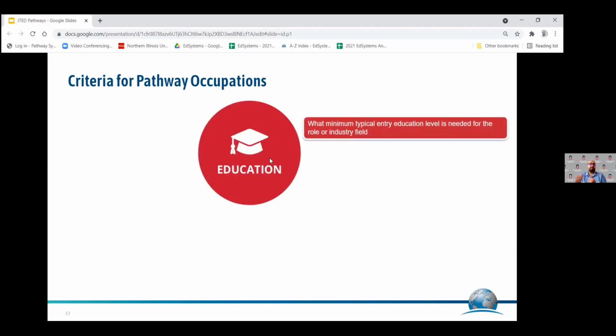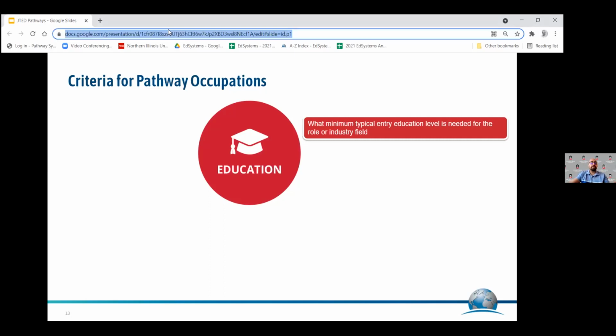First, for any job that you want to place someone into, you've got to look up what is the minimum typical entry level of education that is needed for that role, for that occupation, or for that industry, right? Some industries require a bachelor's degree, some require an associate's degree or just an advanced certificate. But in reality, long gone are the days where for most jobs you can access them with just a high school diploma, right? So you really have to look at the minimum level of education that is needed for most jobs. And the Department of Labor provides that information, and I'll show you how to access that.